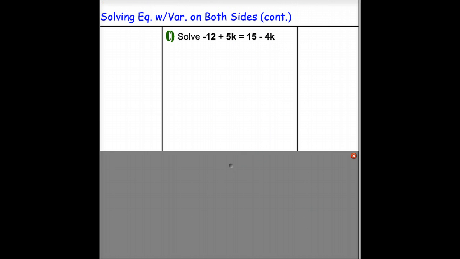Here, once again, we don't have any simplifying that we can do, but that's okay. So we'll just get to work. I see that I have the positive 5k here, but I have a negative 4k here. So I'm going to choose to move this one over to the other side. To get rid of negative 4k, I'm going to add 4k to both sides. And in doing that, I get 15 on the right, and on the left I have negative 12, and 5k plus 4k is 9k.